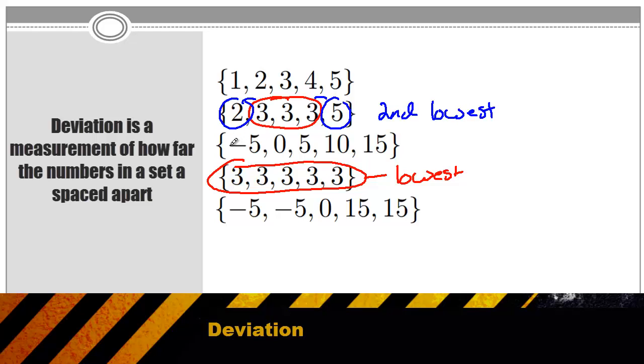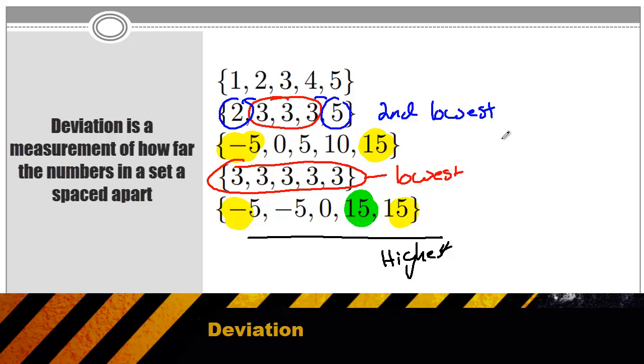Sets 3 and 5 both have numbers over a pretty big range, ranging from -5 all the way up to 15 in both sets. But because group number 5 has one extra number that is 15, meaning it has an extra number that is as far away from the middle of the set as possible within that set, we could fairly assume that group number 5 has the highest deviation.